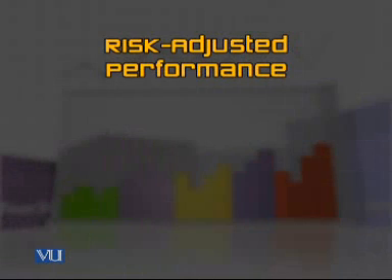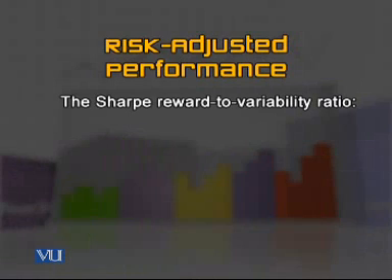The risk-adjusted performance would be ideal to be looked at through the Sharpe model. This is Sharpe with an E at the end, S-H-A-R-P-E, for the gentleman who created the risk ratio. So the Sharpe reward to variability ratio, RVAR, is going to help you look at the ratios.